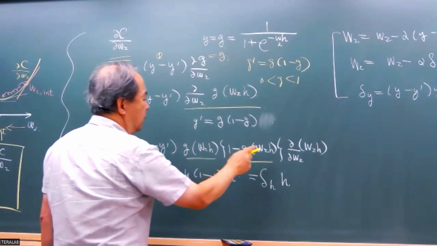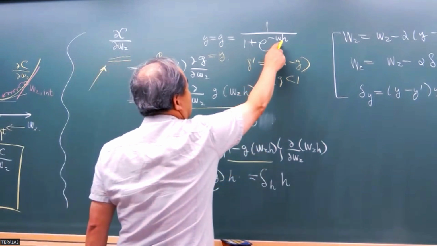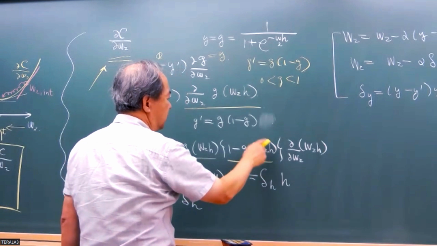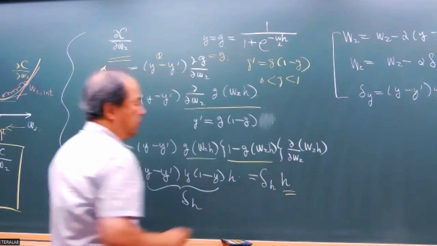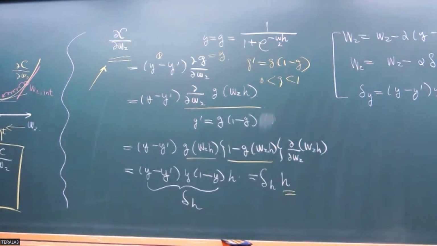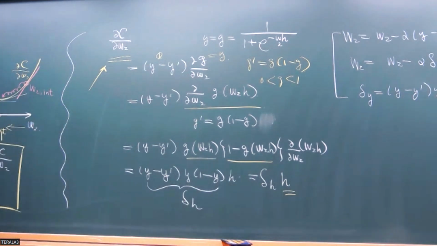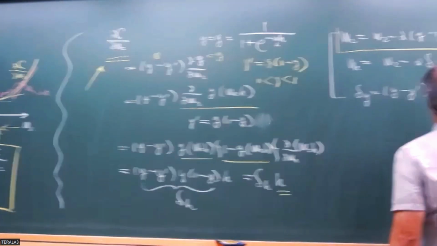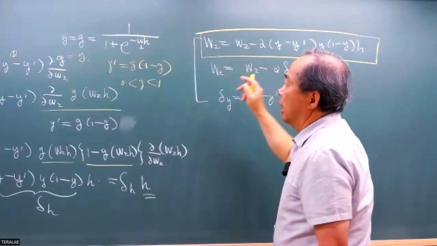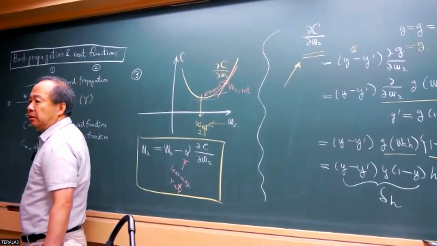And then we have to make a derivative because the input of sigmoid function is W2h. We have to make a derivative of this one. And finally h will appear because of the derivative of W2h with respect to W2. So finally, we found the update equation of backpropagation of the first weight vector, W2.